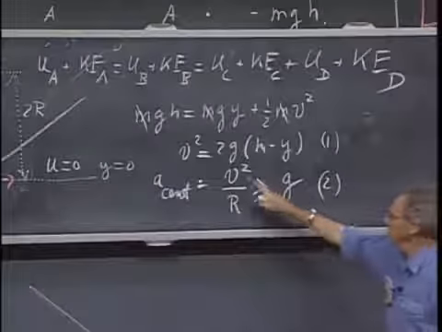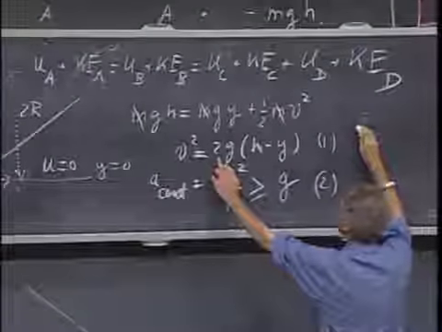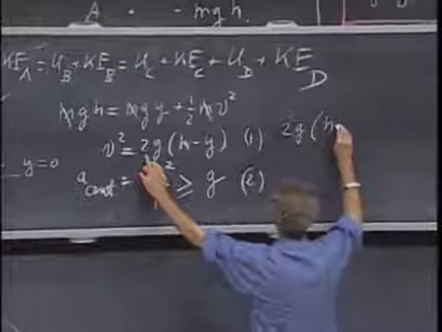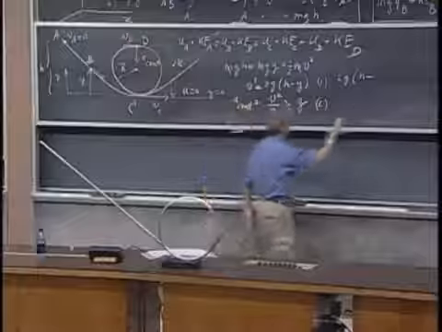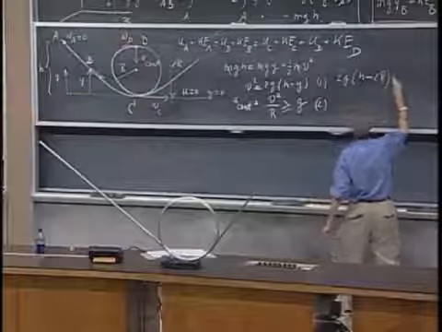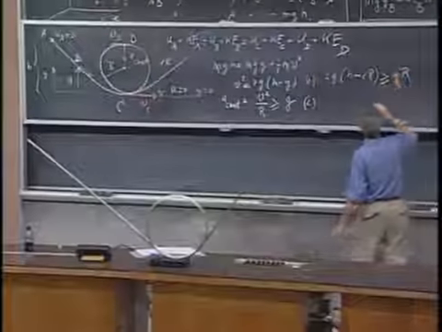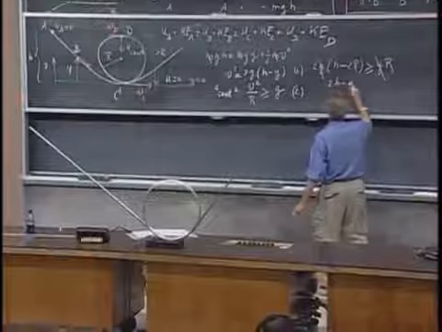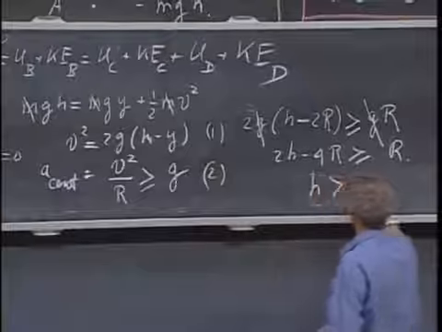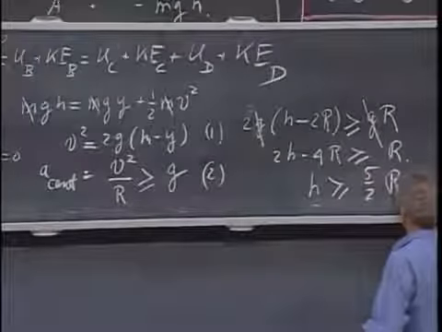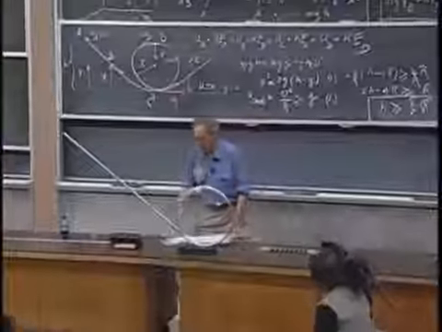So look very carefully. v squared must be larger or equal than gr. So I have here v squared, which is 2g times (h minus y), but y for that point D is 2r. So I put in a 2r, must be larger or equal to gr. I lose my g, so 2h minus 4r must be larger or equal to r, so h must be larger or equal to 2.5r. This is a classic result that almost every person who has taken physics will remember.